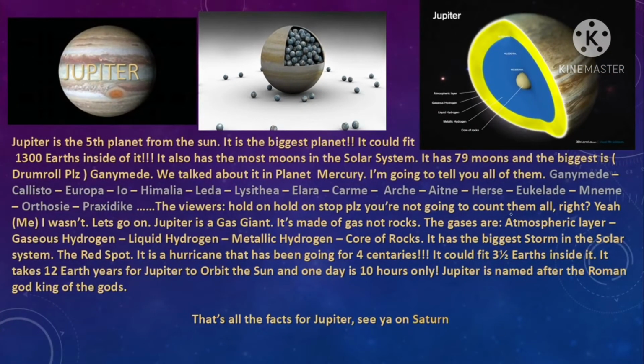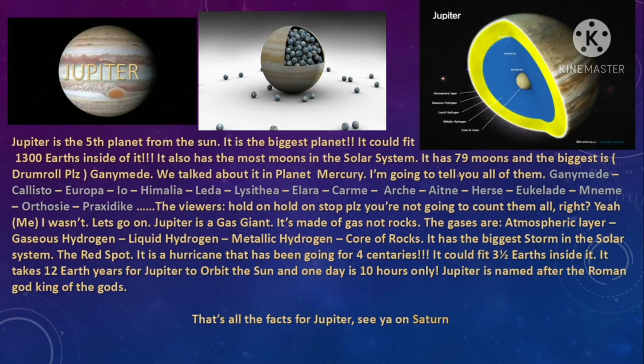Okay, here, it also has the most moons in the solar system. It has 79 moons, and the biggest is Ganymede. We talked about it in planet Mercury.